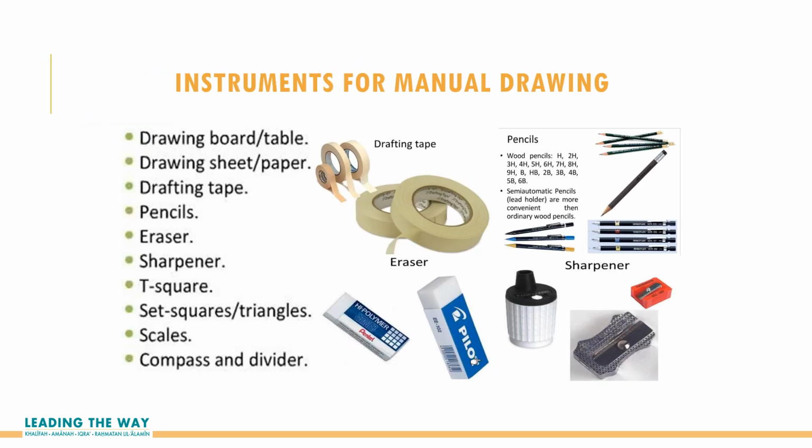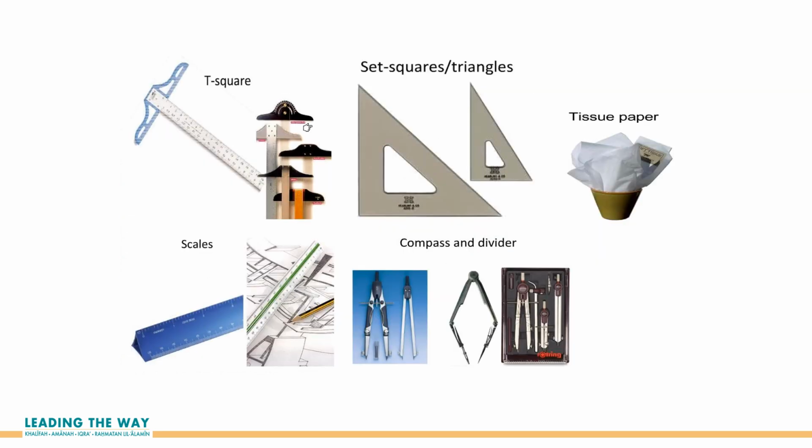Here are some instruments for manual drawing. Usually people will use a drawing board, T-square, drawing sheets, drafting tape, or masking tape. Okay, pencil, eraser, sharpener, T-square, set squares, triangle, scales, compass, and divider. Okay, so these are examples, and the picture of the instruments.